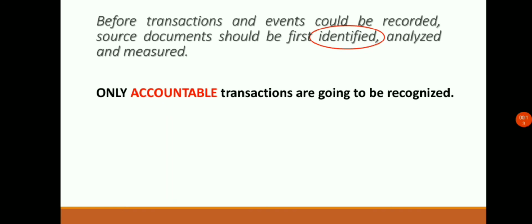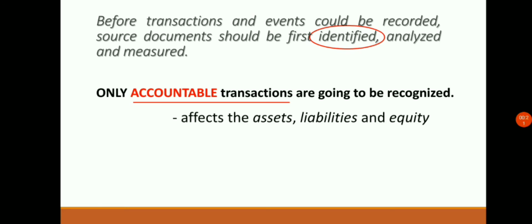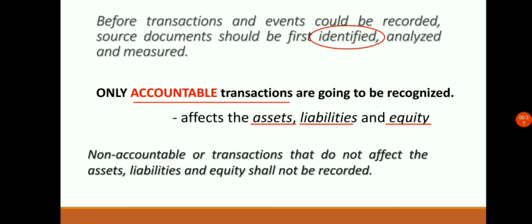So, the question now is, what are accountable transactions? The accountable transactions are those that affect the accounting elements or the accounting values, which are the assets, the liabilities, and the equity of the business entity. Needless to say, transactions that do not affect the assets, the liabilities, and equity, or the non-accountable transactions, shall not be recorded. For example, the hiring of employees, the death of the company president. These activities are not quantifiable or not measurable, and therefore should not be recorded.